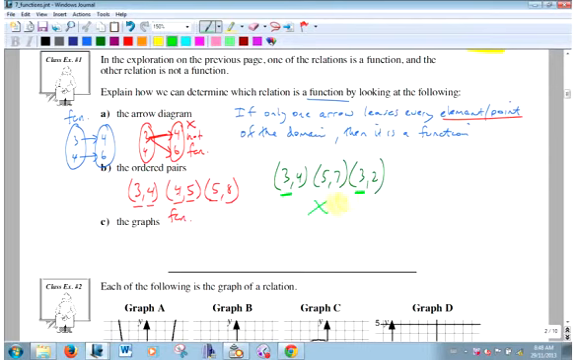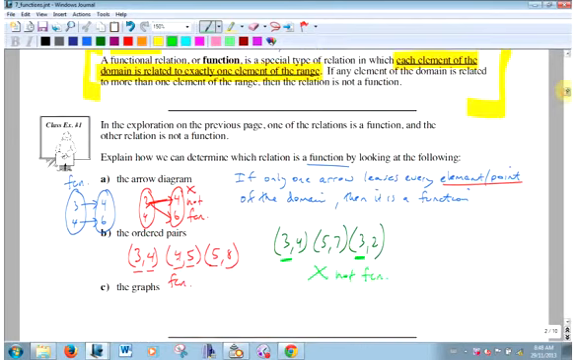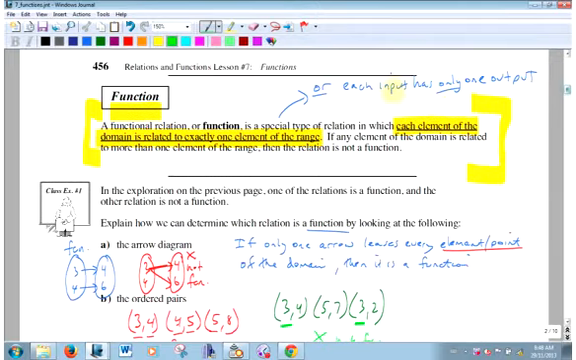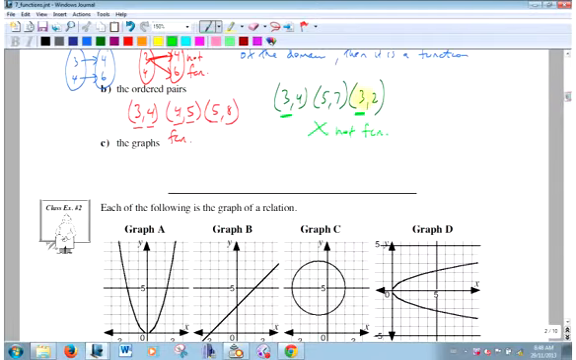Computer's going to crash. Okay? Not a function. Okay? Because I have two different outputs for the same input. All right? You can only have one output for each input. Okay? That's all you got to look at and recognize. That'll be a question on the test. That'll be 1/30th of your test. Should be an easy mark.